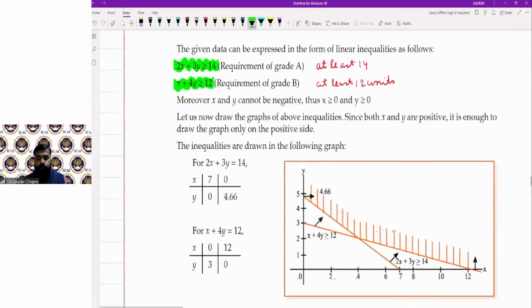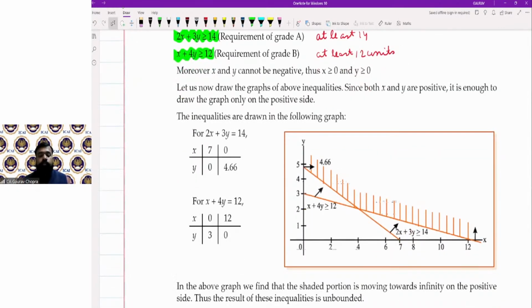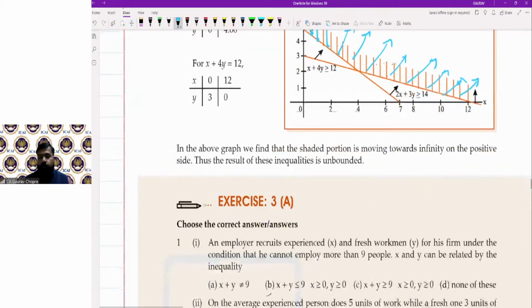Now, since it is greater than, which area do we have to mark? The shaded region will be the common area which is moving outside. So this one is outside. So this is the common area.